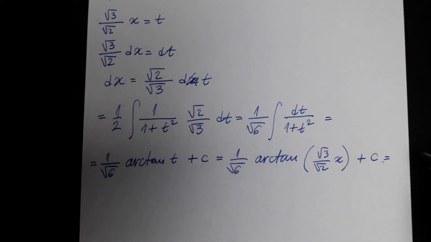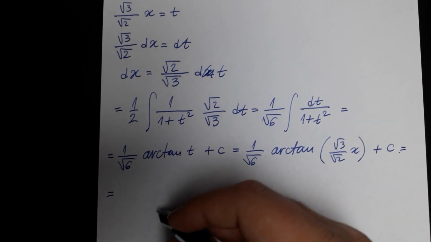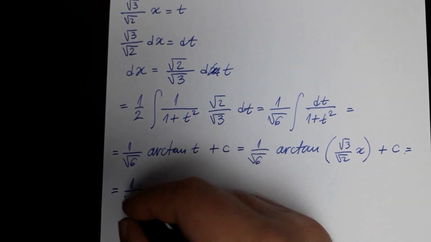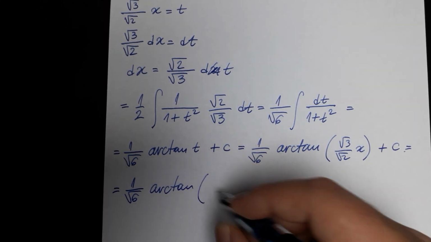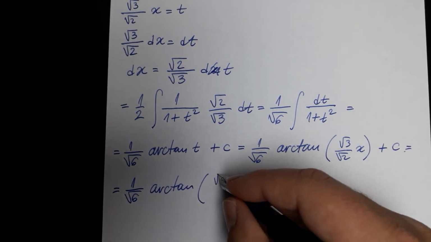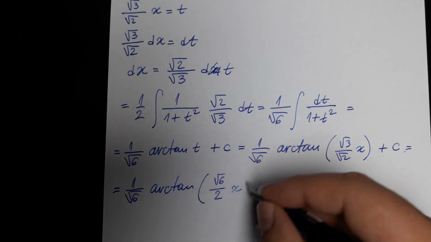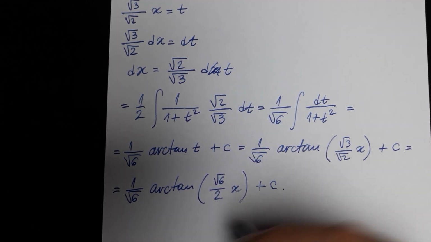We can then rationalize this, and it becomes 1 divided by the square root of 6 times arctan of the square root of 6 divided by 2 times x plus c.